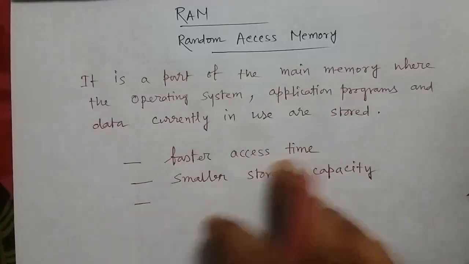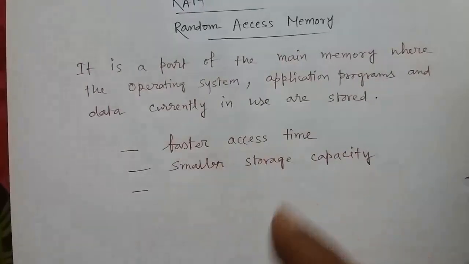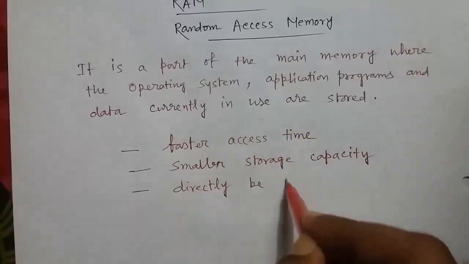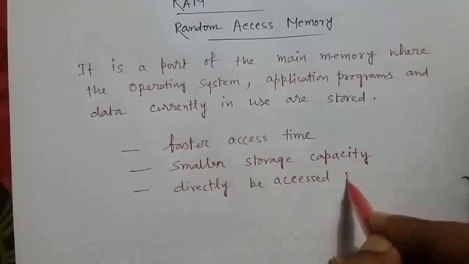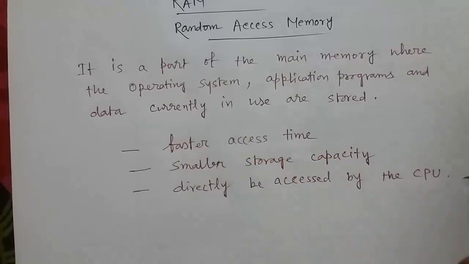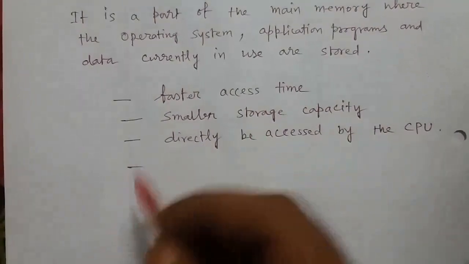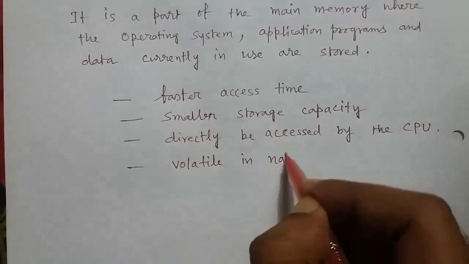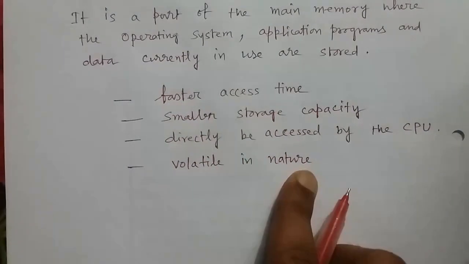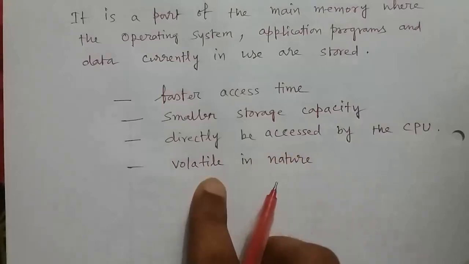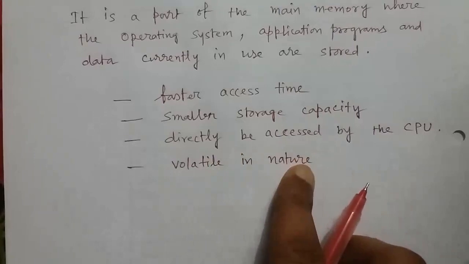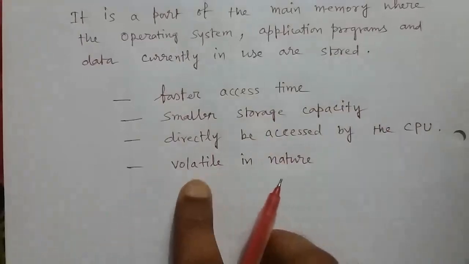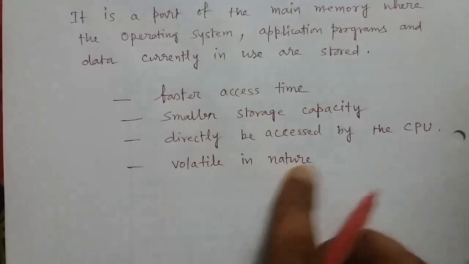Third one, this memory, the instruction from this memory can directly be accessed by the CPU. So directly be accessed by the CPU. Okay. Next, you need to remember that RAM is volatile in nature, or you can say volatile memory. Why it is volatile in nature? Because data is retained in RAM as long as the computer is on. Okay, and if the computer is turned off, then the data is also lost. The data is erased from RAM. That's why we can tell that RAM is volatile in nature.